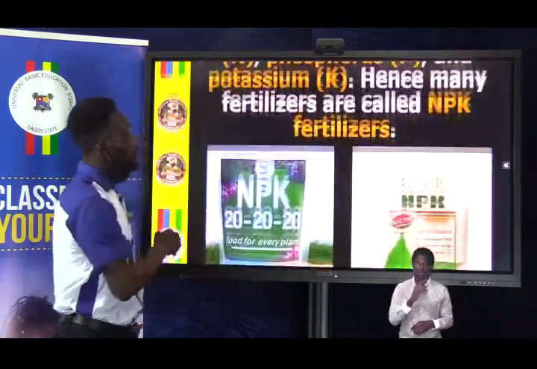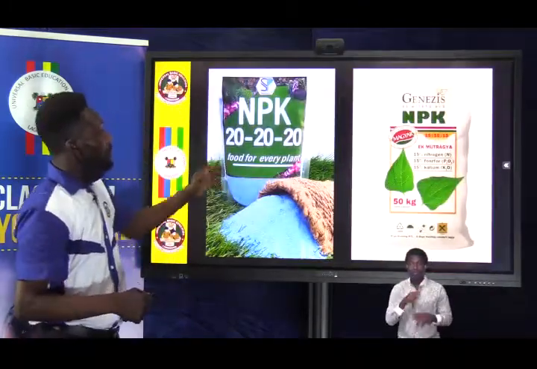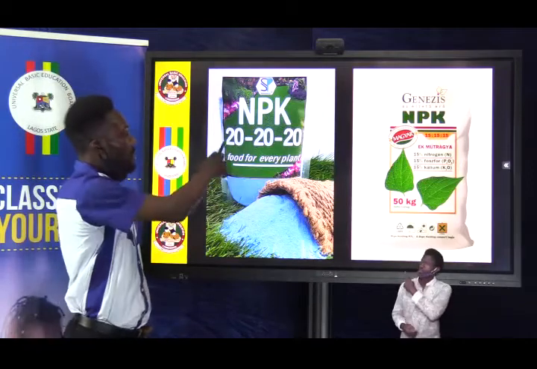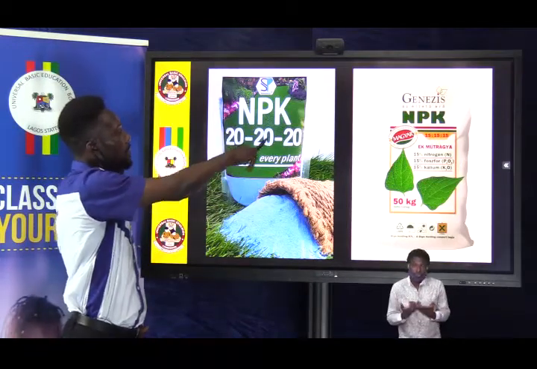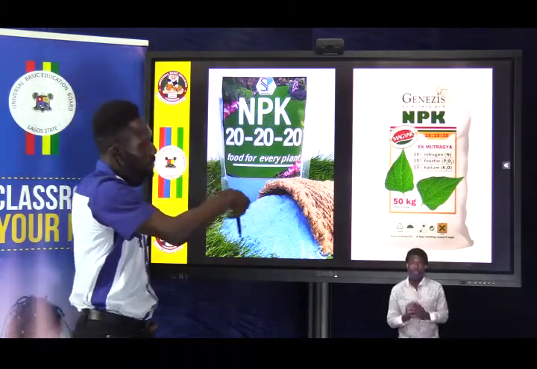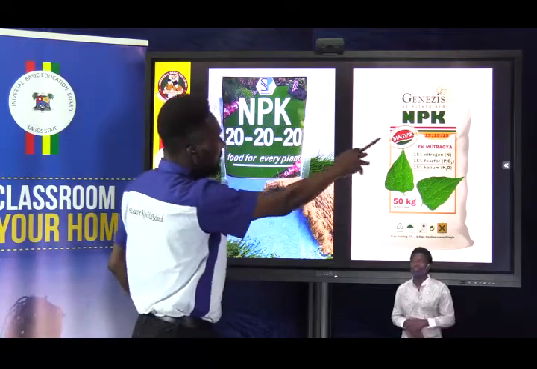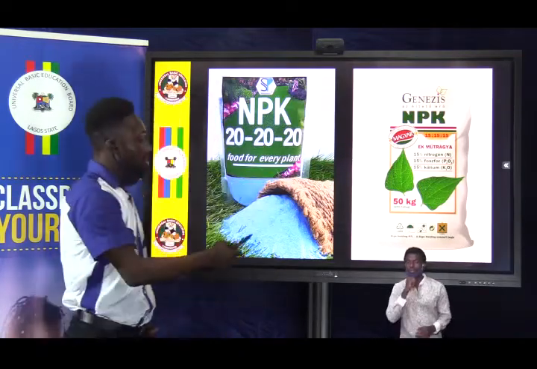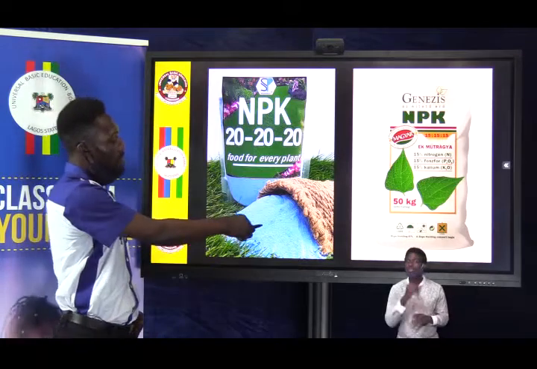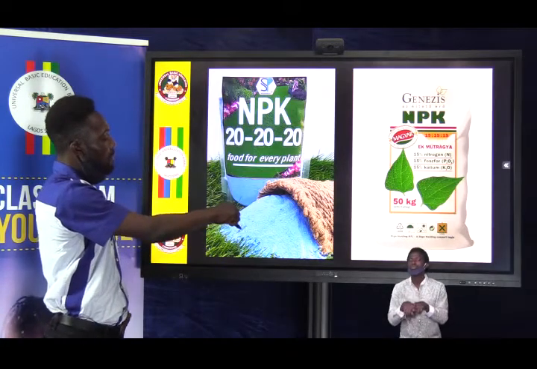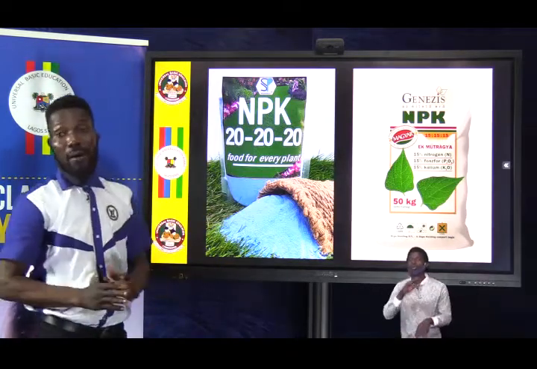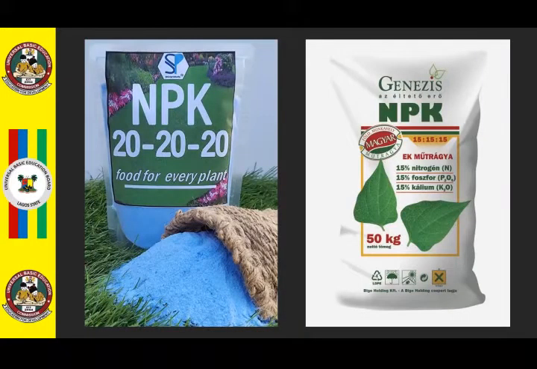That's artificial fertilizer. This is just an example of how artificial fertilizer looks. This is NPK, this is a brand, this is another one. This is how it looks when you pour it on the farmland, and there is a way the farmers mix it with the soil.